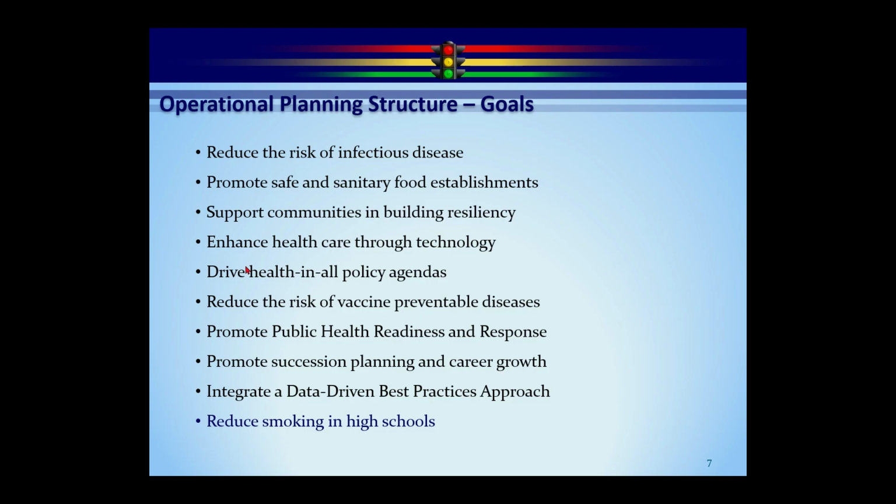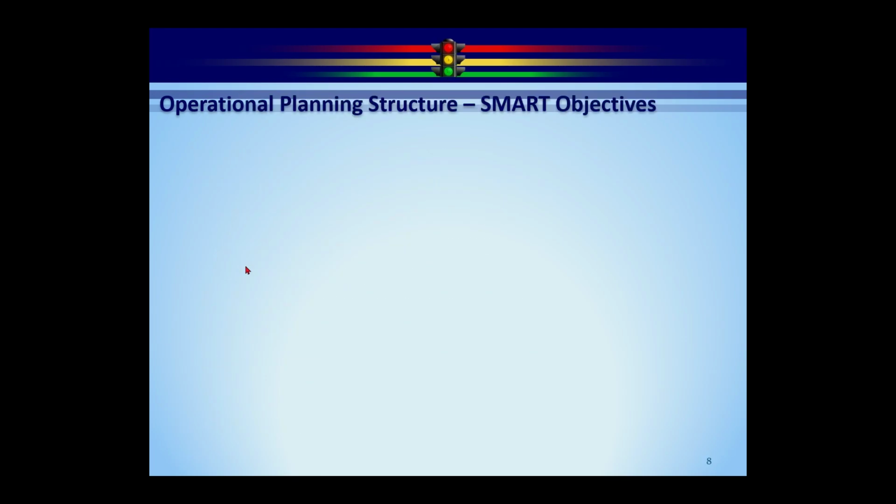So when I come to you and I say we're going to reduce smoking in high schools, everybody understands what that means. What it doesn't tell you is where are we going to start, which high schools? How much can we reduce smoking in high schools? By when are we going to accomplish this? So the high-level goal gives you the idea. The SMART objectives is where we get down to the details.